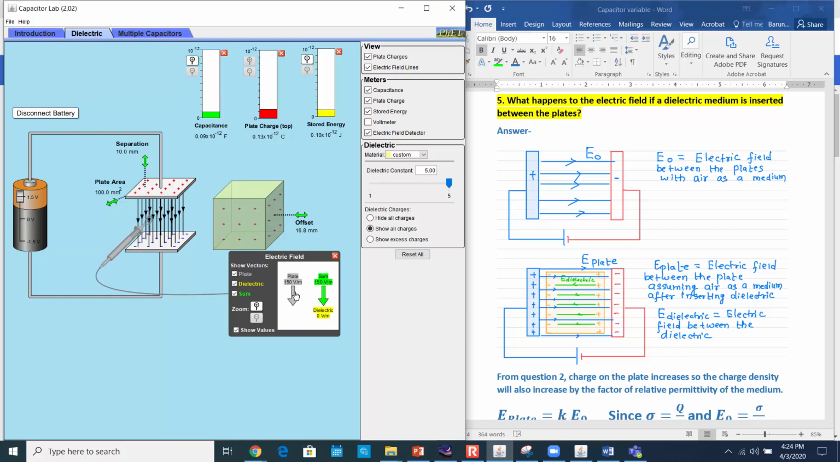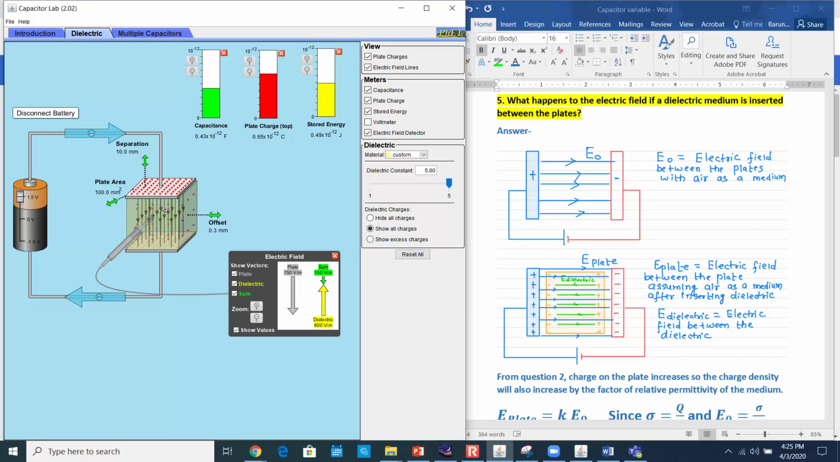So the electric field value is 150 volts per meter, and I'll explain what the sum is and what the dielectric is. It is 150 volts per meter. Now if I insert the medium, or the dielectric constant value, the plate value has increased by 5 times, to 750, and there is another field value, the dielectric value. This value has also gone from 0 to 600, but the total value has remained the same, 150.